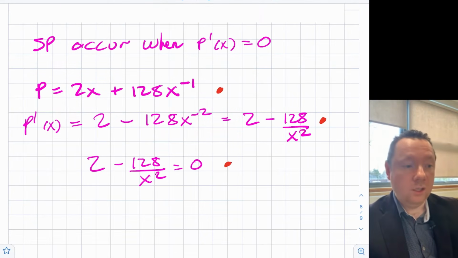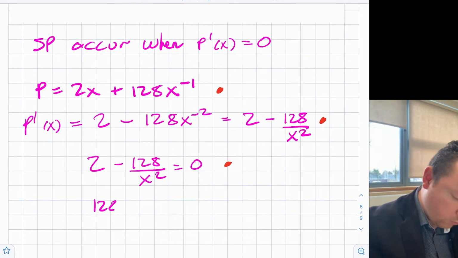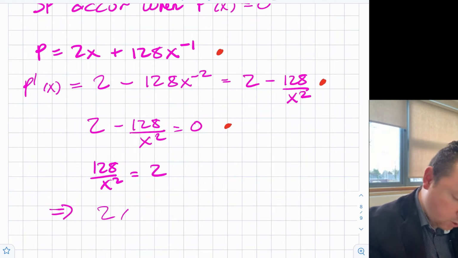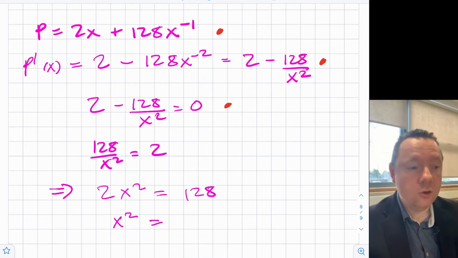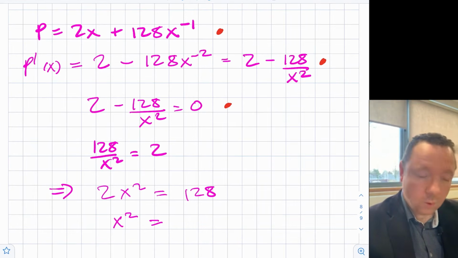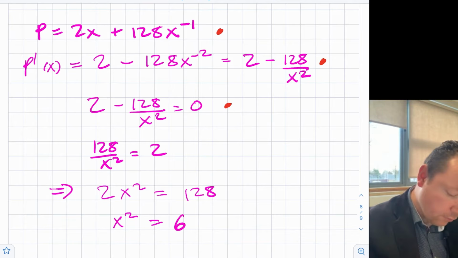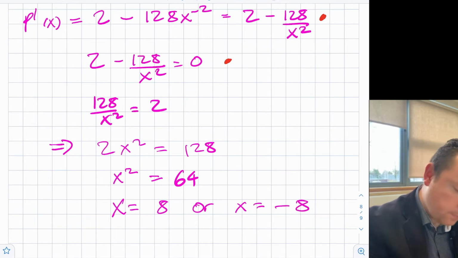And then we need to go on and solve this. So, solving this equation, we can say that 128 over x squared equals 2, which implies that 2x squared is 128. So x squared is equal to 128 divided by 2, which is 64. So x equals 8 or x equals -8. A mark if you got x equals 8.